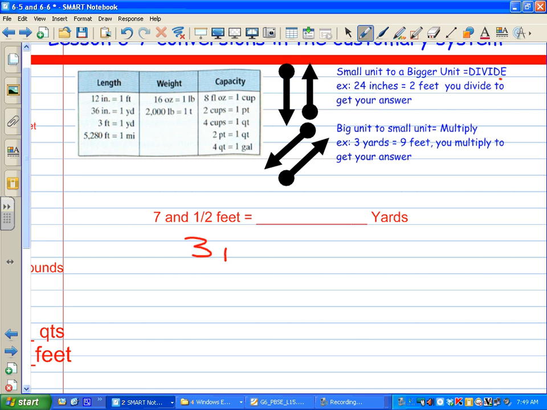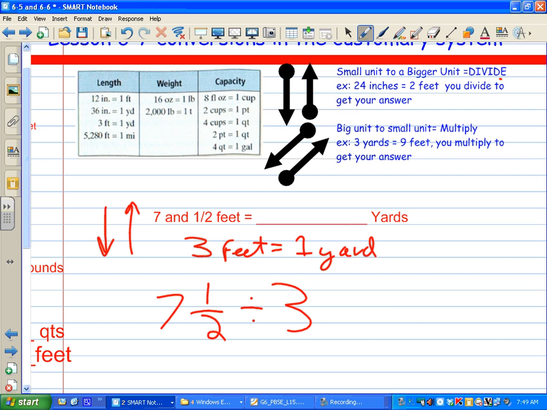3 feet equal 1 yard. And if 3 feet equal 1 yard, I'm going up and down again. I need to divide. So I put down 7 1/2 divided by 3. Okay? We know how to divide fractions, don't we?